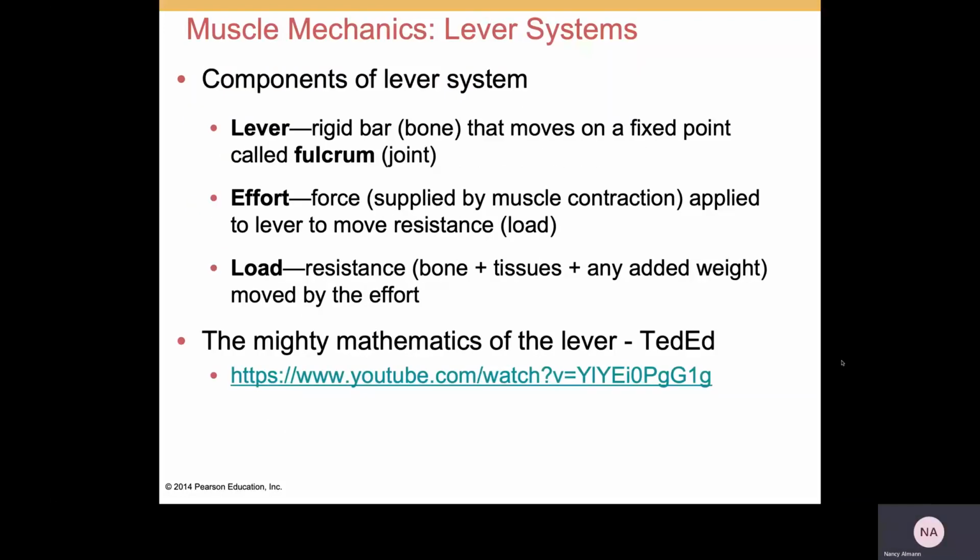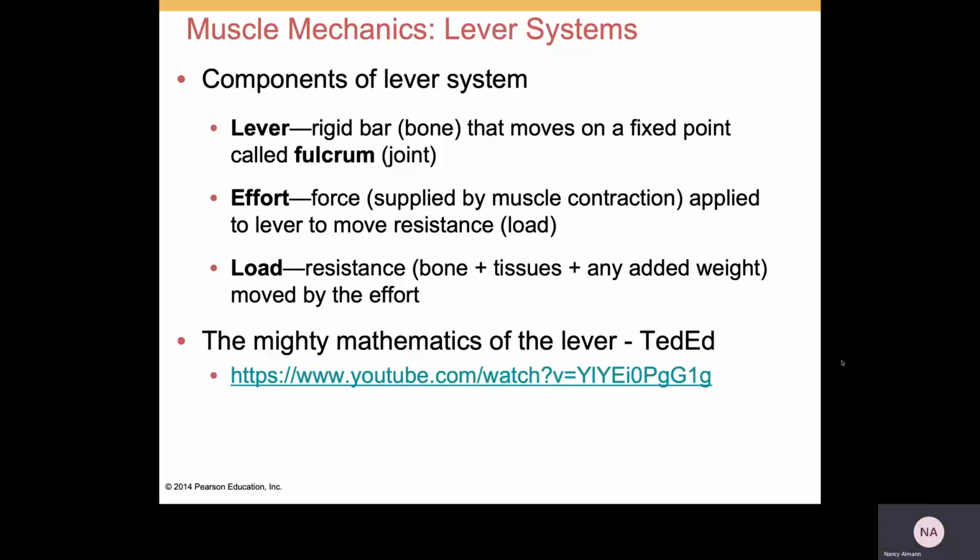Let's jump into levers since we're talking about muscle power and speed. This can be fairly complex, and if you spend enough time with it, it certainly becomes easier. When you talk about lever systems with regards to the muscles, you need to remember that the skeleton provides a series of levers around which skeletal muscles contract. And I know we've said that before. So those bones act as levers.